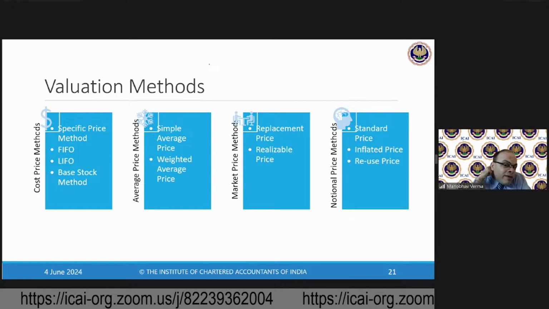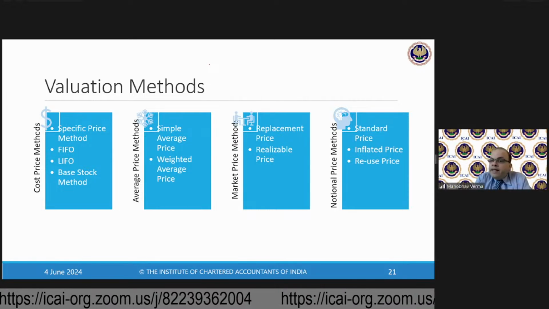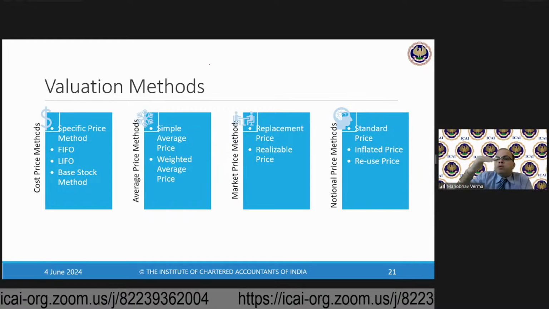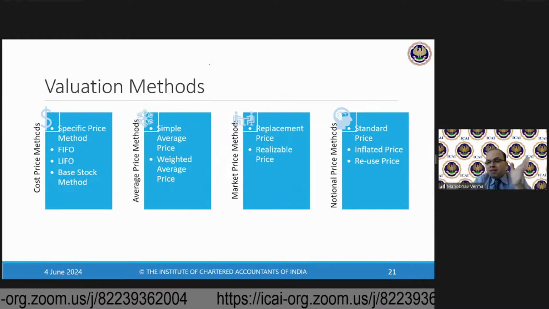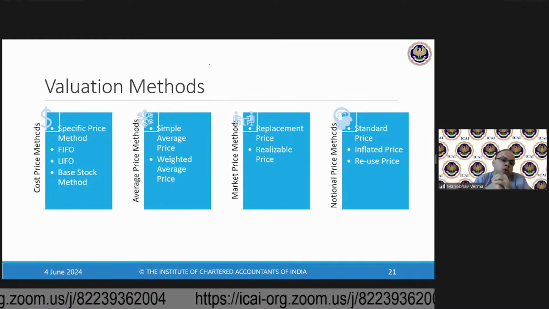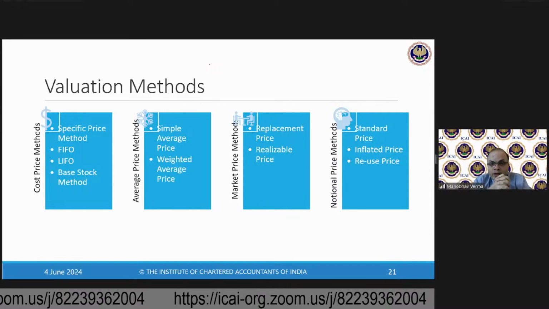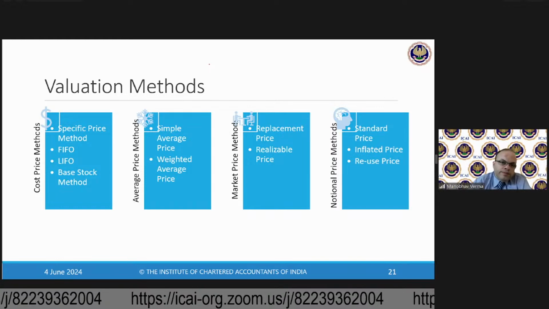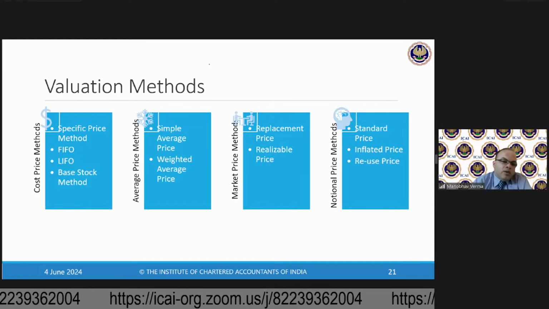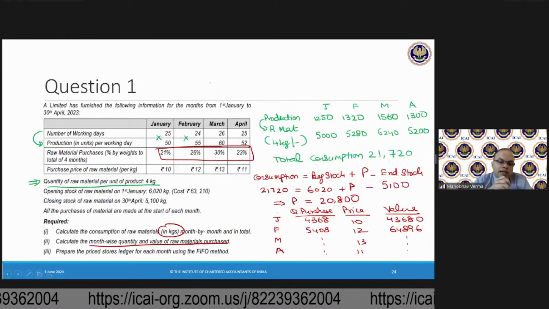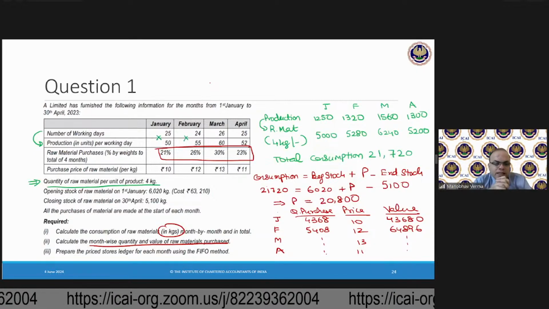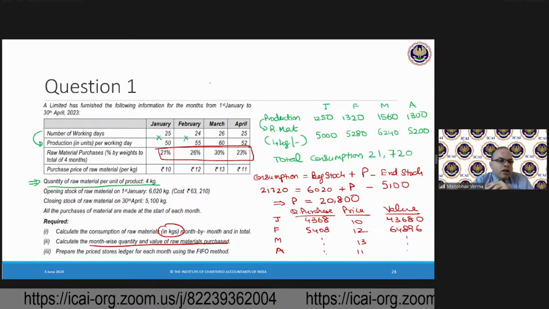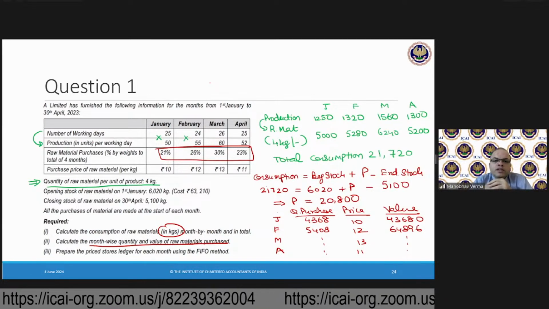Similarly, there could be an average price method where there's something called weighted average, where we take care of all the purchases at different prices into account, and we divide by all the total quantities to get a weighted average here. So in our question in hand, we are looking at FIFO here. The requirement was to prepare the store's ledger using FIFO. That means for subsequent issuances, we are looking at first in, first out here.